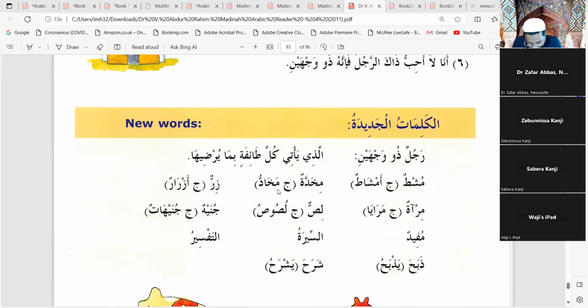Okay. Rajulun zu wajhaini. A man with 2 wajhaini, to face. 2 faces. A man with 2 faces.